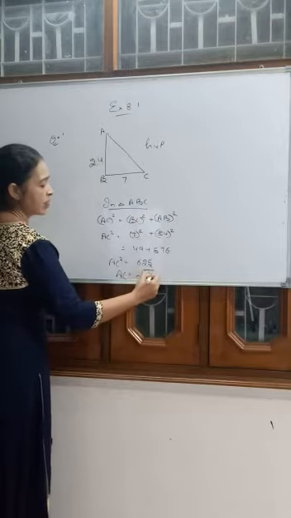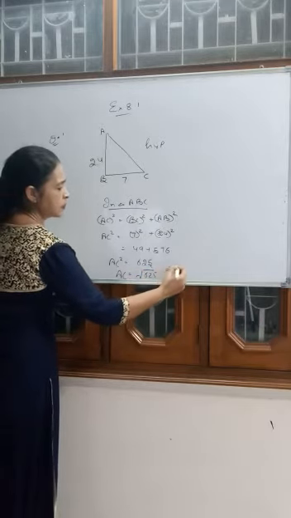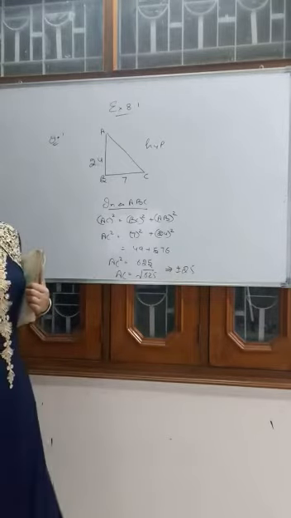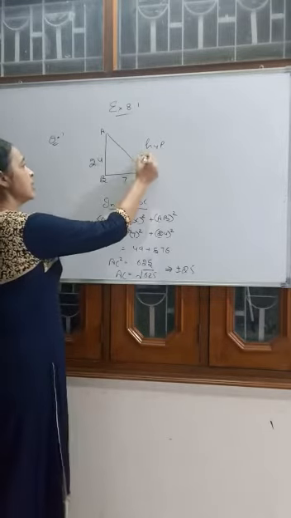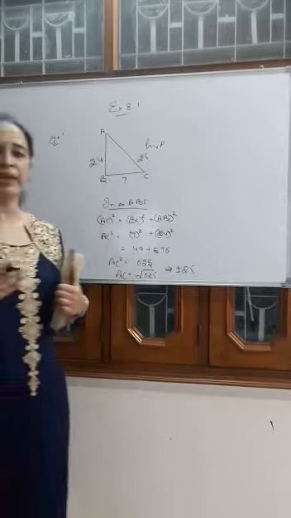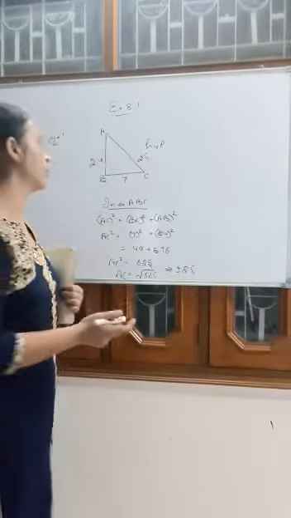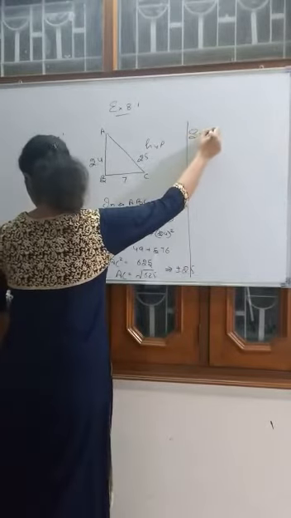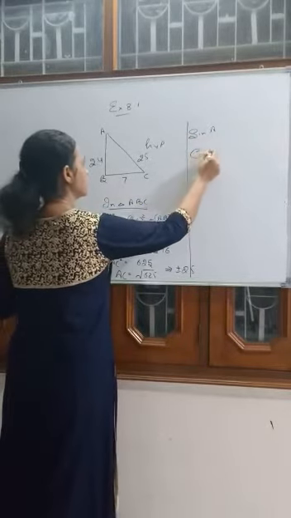Root 625. That is plus minus 25, but we will take only plus 25 because length of hypotenuse or length of any side cannot be negative. Clear? Now we have to find the value of sin A and cos A.